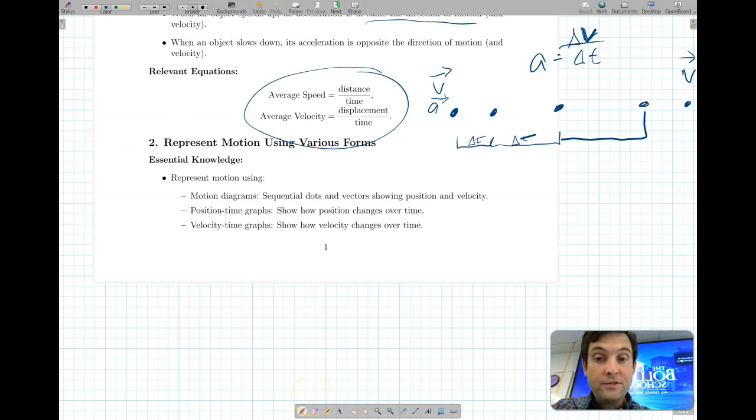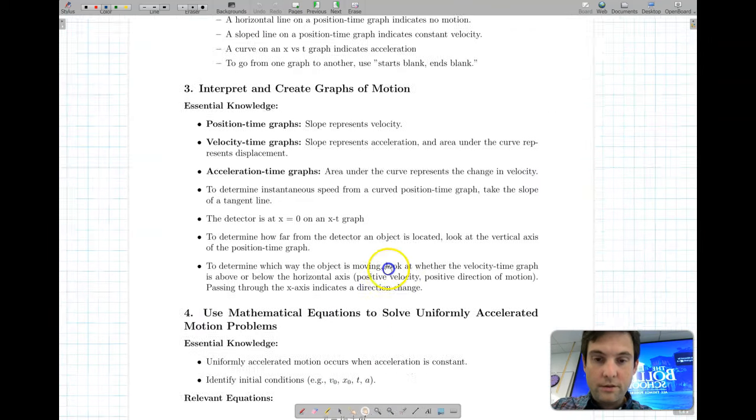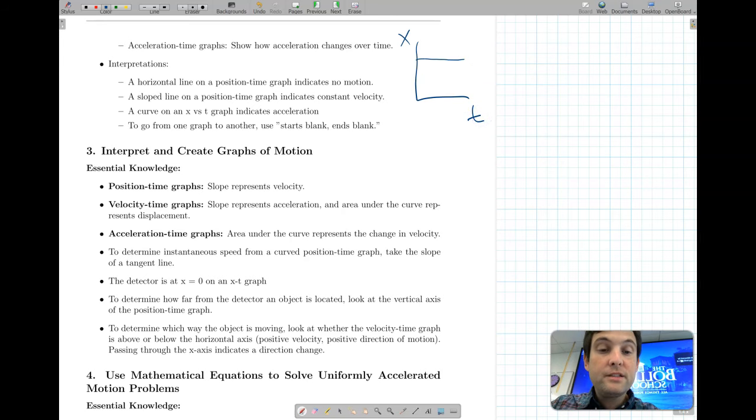We also have position time graphs that we're going to talk about and velocity versus time graphs that we'll talk about. And of course, not to be forgotten, the acceleration versus time graphs. You should know some general things about these graphs. If we take a position versus time graph and we have a horizontal line, that means we have zero velocity because the slope of a position versus time graph is velocity. No slope, no velocity. If we have a sloped line, that indicates a constant velocity. So we want a constant slope there because the slope of a position versus time graph is velocity.